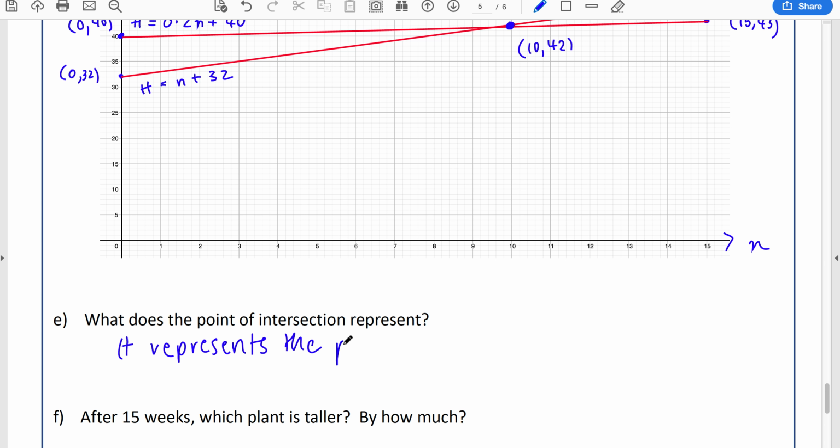the point in time that the plants have the same height.